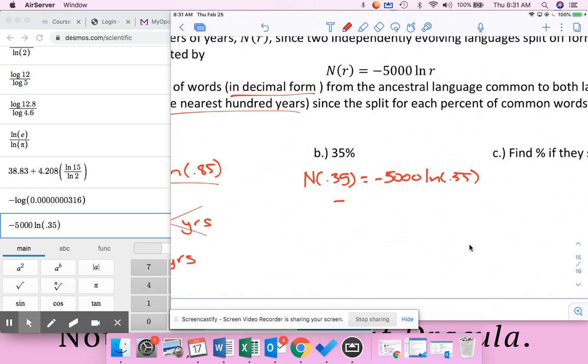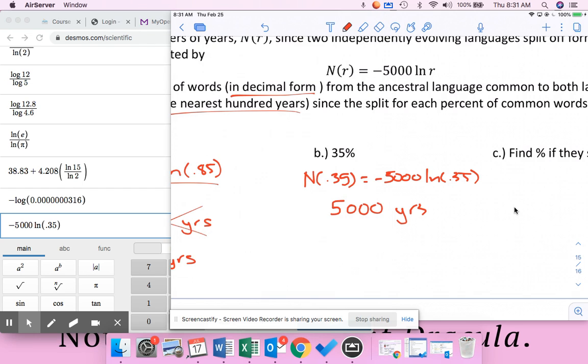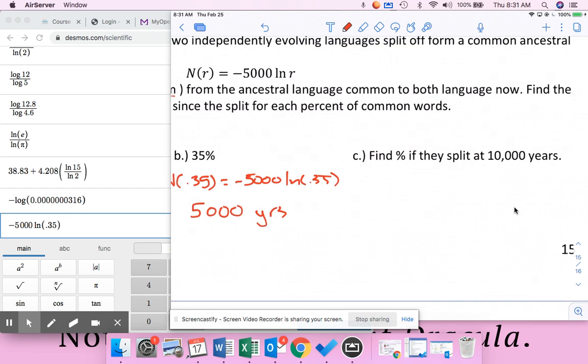About 5,000, which makes sense. If you have less in common, it's probably been a longer time. Again, it's to the nearest 100, so I could just round this off to 5,000 years. Don't even need to worry about rounding that decimal place. Sweet. Last one, find the percent if they split after 10,000 years. So this one's probably not a plug-in, right? They want us to find the percent now.